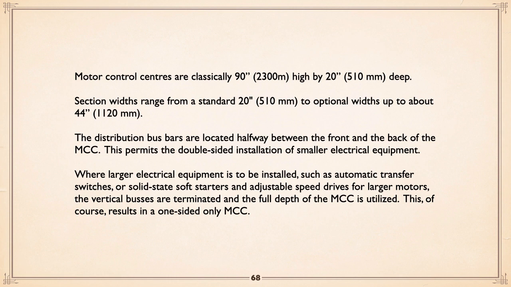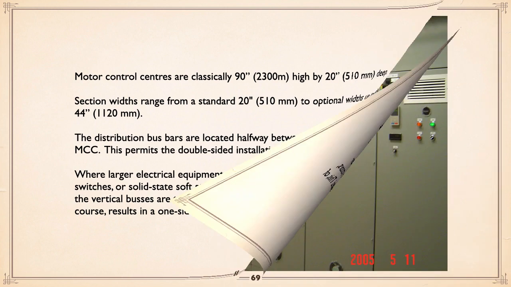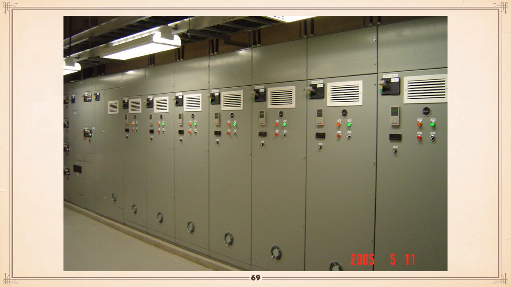So, double-sided installation. Where larger electrical equipment is to be installed, and here very often pump stations, but other things such as automatic transfer switches, solid-state soft starters, adjustable speed drives for larger motors, the vertical buses are terminated and the full depth of the enclosure, the full 20 inches, is utilized. This, of course, results in a one-side-only MCC, and there is a picture of a one-side-only motor control center with a bunch of drives.